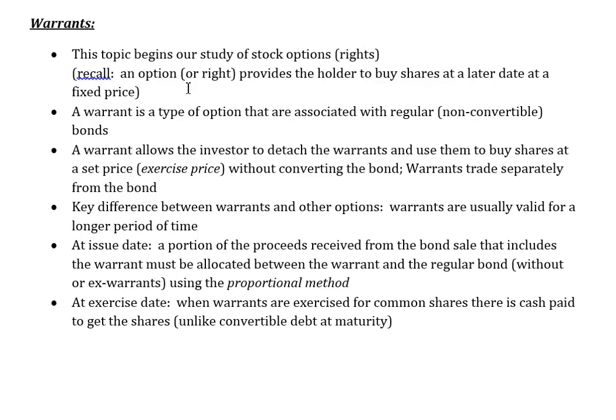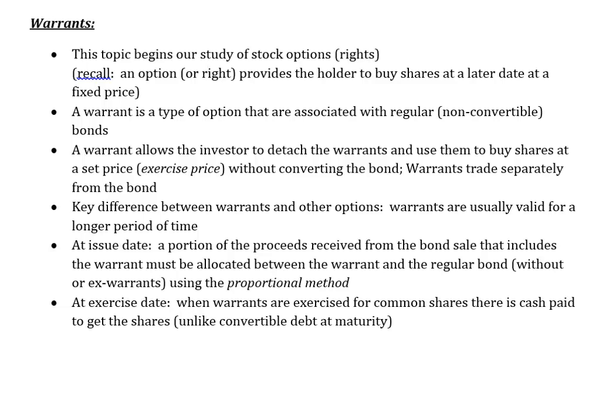We've said in a previous class that an option or a right provides the holder, so whoever holds the option or the right, to buy shares at a later date at a fixed price. This fixed price is also known as a set price, which is an exercise price. A warrant is a type of option that's associated with a regular non-convertible bond. When I say regular bond, I mean a bond that's non-convertible.